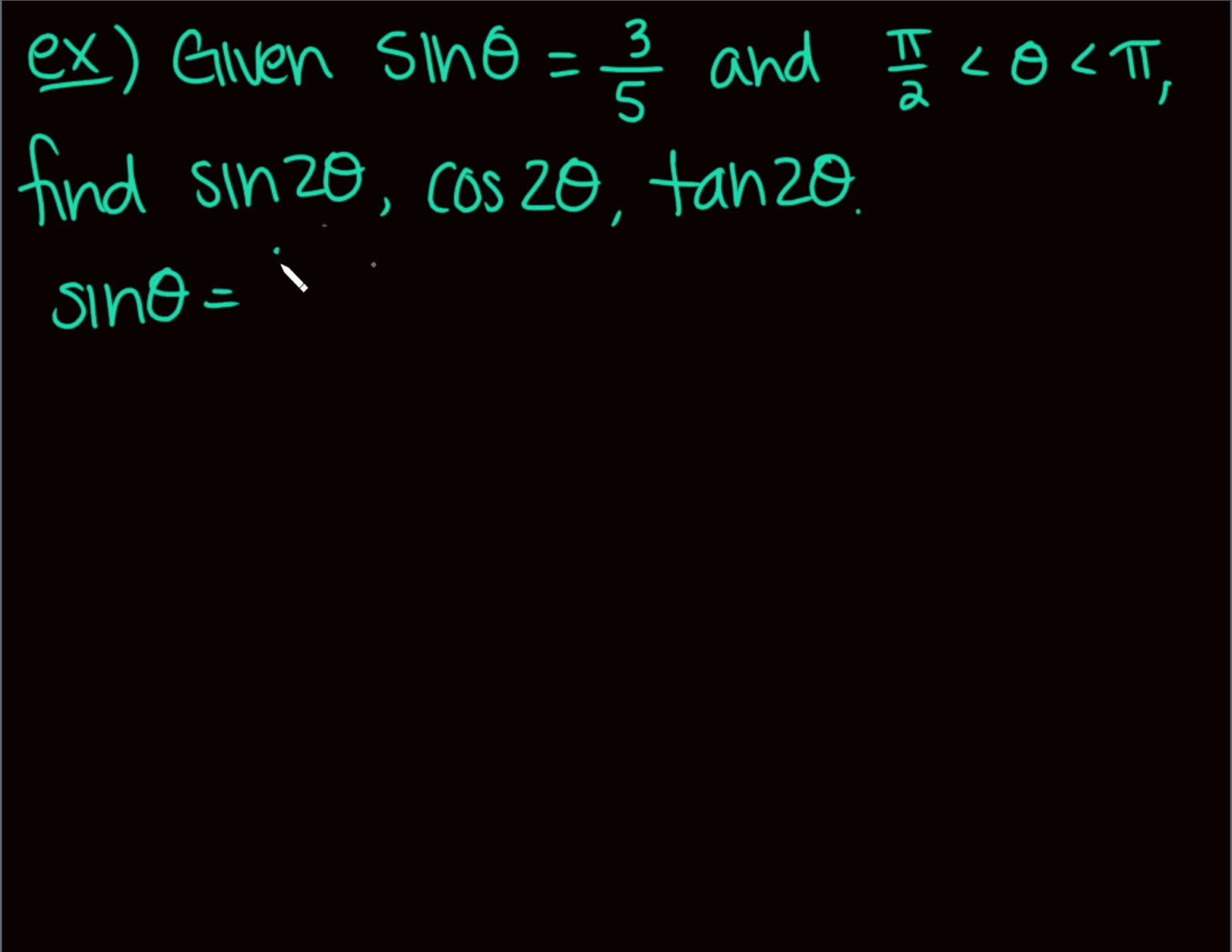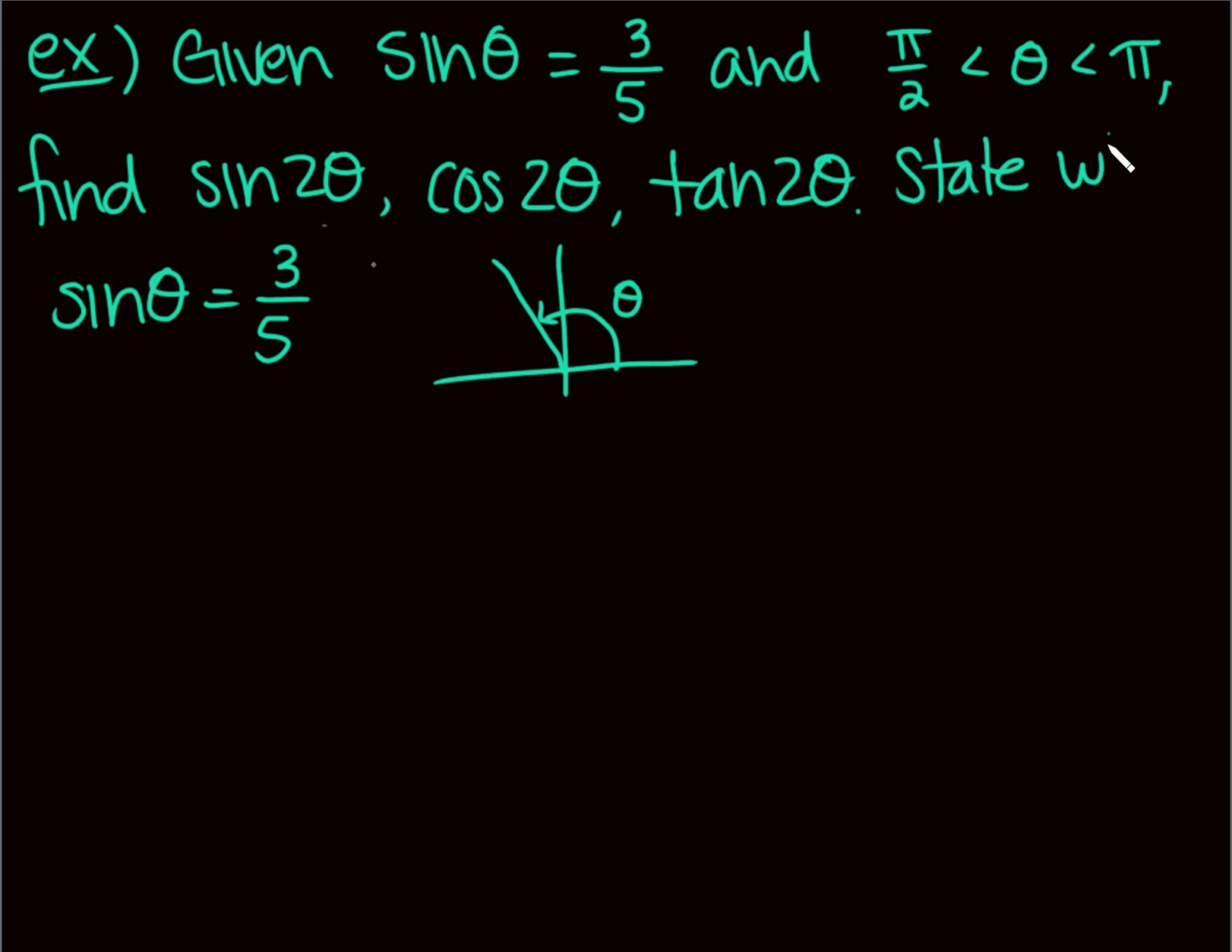So this is the same thing that we've been doing for a long time in this class now. I know that the sine of theta is 3/5, and I know that I'm in quadrant 2. Oh, also state in which quadrant 2 theta lies. That sounds better, right? So I'm going to draw my triangle, right?